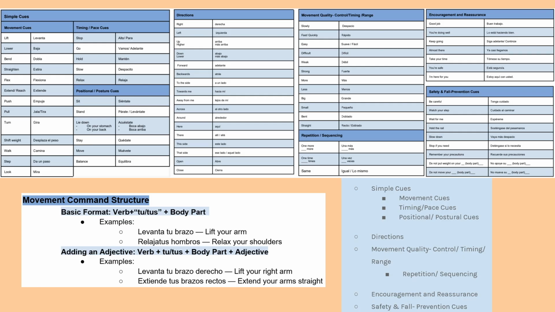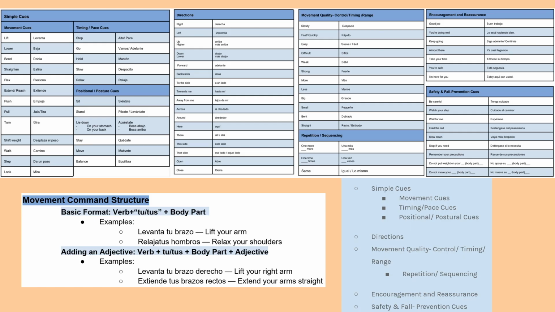The next section includes simple cues. Similar to the body part section, I selected generalized and commonly used cues that apply across many patient populations. These are broken down into movement cues, timing and pace cues, and position and posture cues. This organization helps match the cue to the movement task being performed.